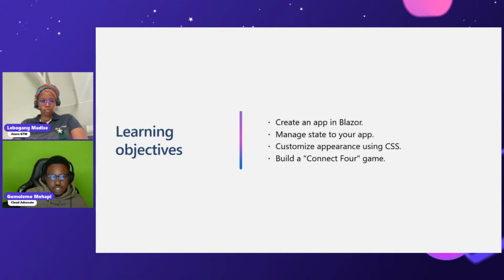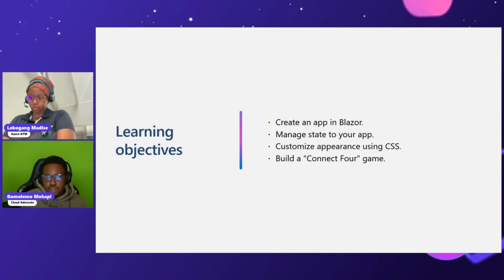Let's move on to our learning objectives. Today we'll be creating an app in Blazor. That is the main purpose of this module. We're going to learn how to manage state and how important state is when creating a game inside of any platform, not just Blazor. We'll also be using CSS to customize the appearance of our game and learning how that integrates with the Blazor framework. Throughout all of these steps, we will be building the Connect 4 game, as we've mentioned previously.